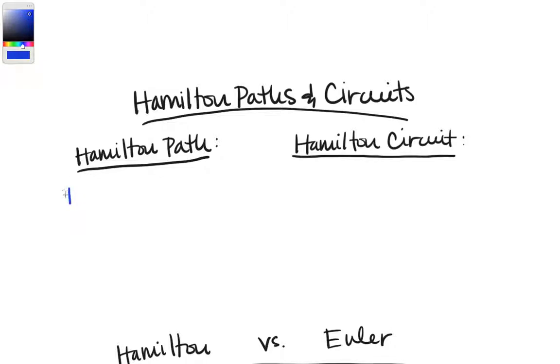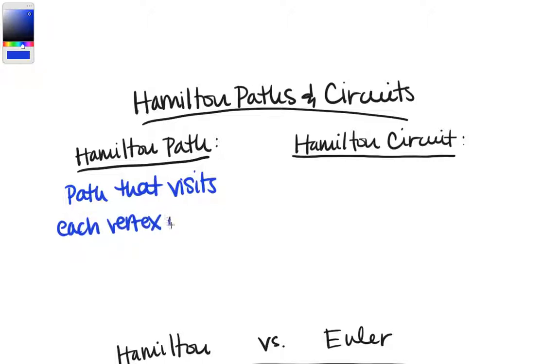A Hamilton path is a path that visits each vertex of the graph exactly once.